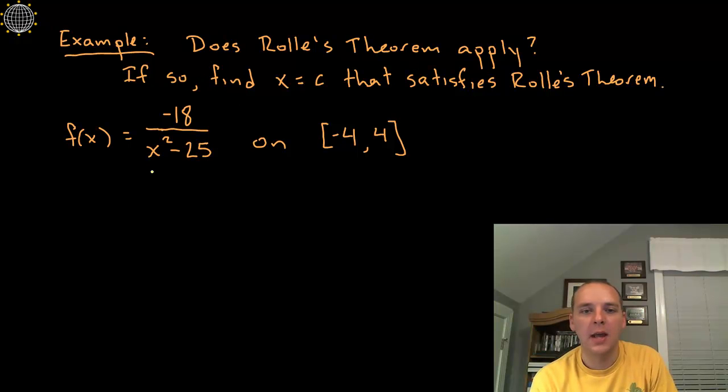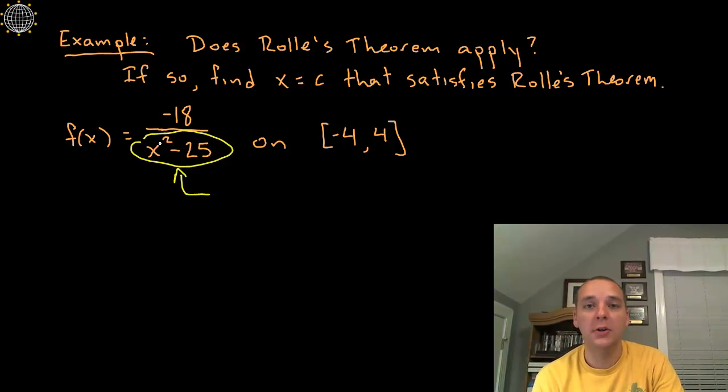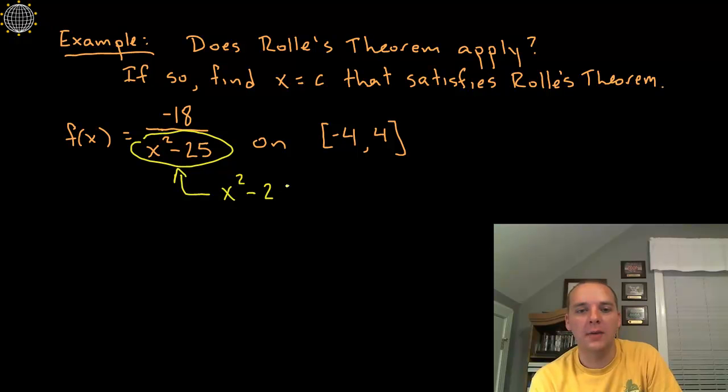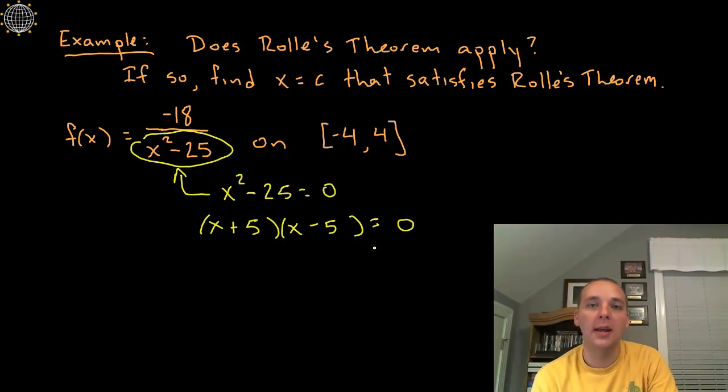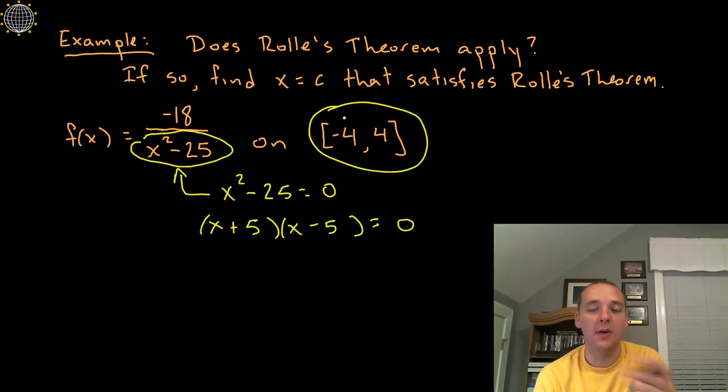First off, I'm automatically a little concerned about the continuity issue because with this being a rational function, there's definitely a concern that we might have division by 0, which would make the function not continuous. So if we take x squared minus 25 and set it equal to 0, we see where these vertical asymptotes are going to occur. This denominator factors as x plus 5 times x minus 5, and so the two asymptotes would be at negative 5 and 5. But fortunately for us, that falls outside of our window.